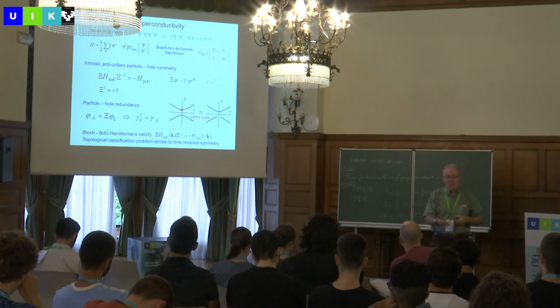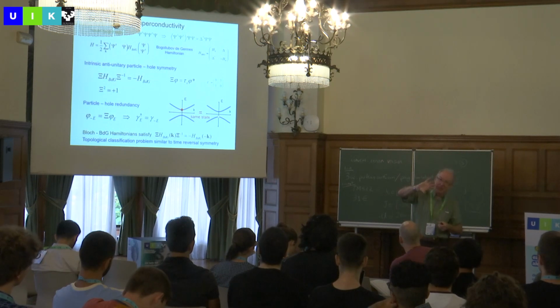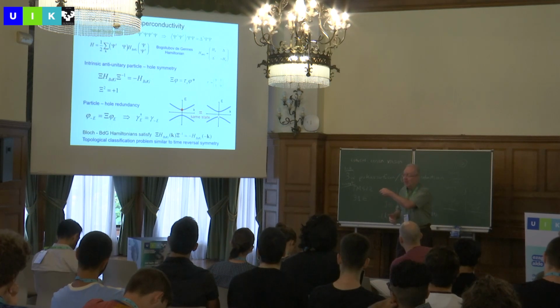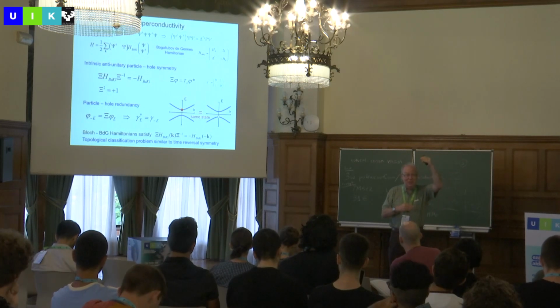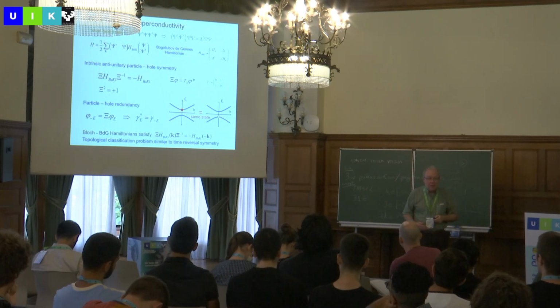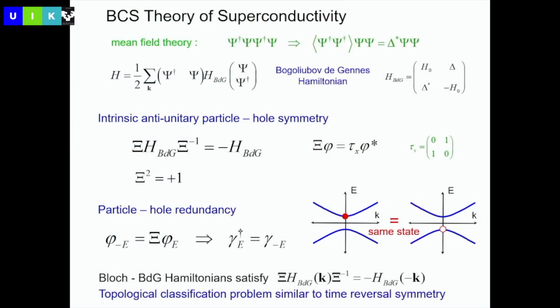Okay? So that model has, just by construction, energy goes to minus energy symmetry. It looks exactly the same if I flip it upside down, right? And so we had to do this in order to be able to put these terms in. We had to double the Hilbert space basically. Okay, and so this Bogoliubov-de Gennes Hamiltonian has an intrinsic particle-hole symmetry, and in particular, this particle-hole symmetry is an anti-unitary particle-hole symmetry.